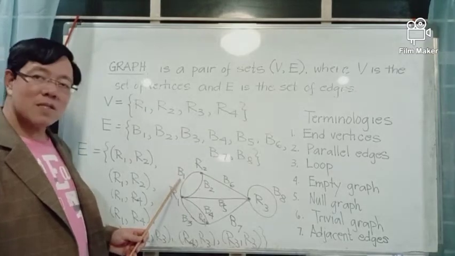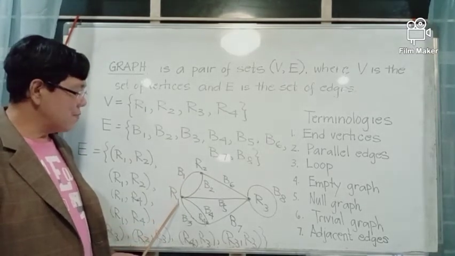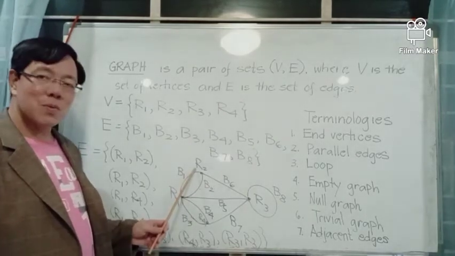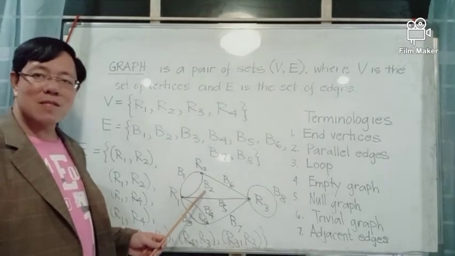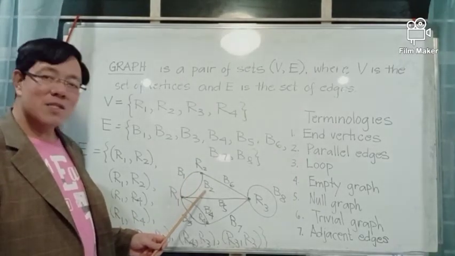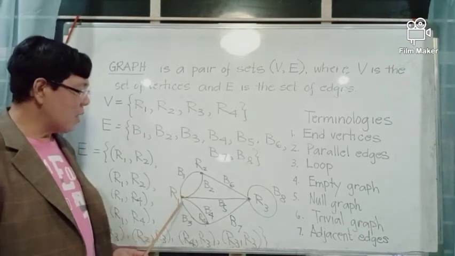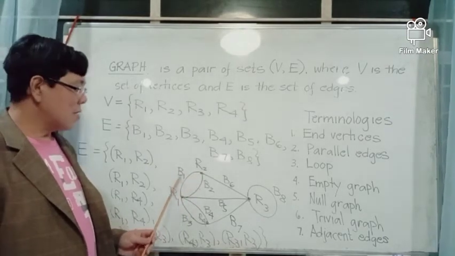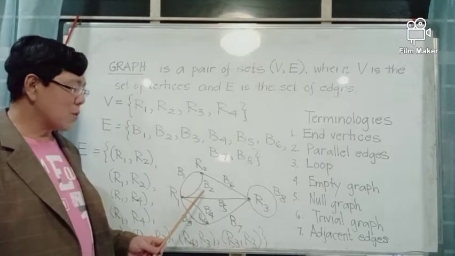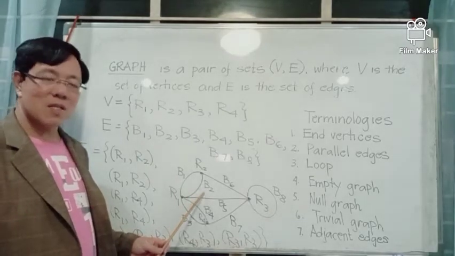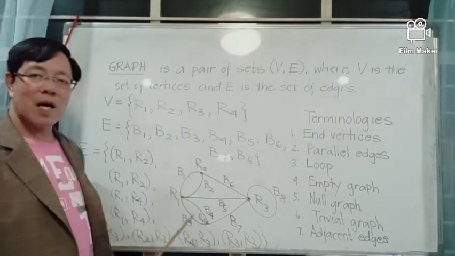The end vertices of edge B1 are R1 and R2. The end vertices of edge B2 are R1 and R2. Hence, the edges B1 and B2 are parallel edges because they have the same end vertices.